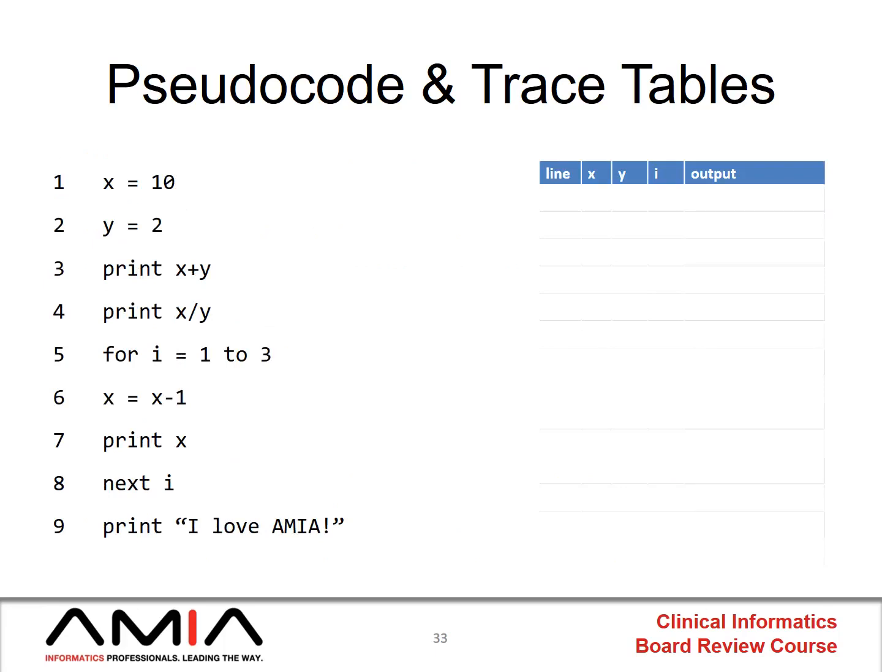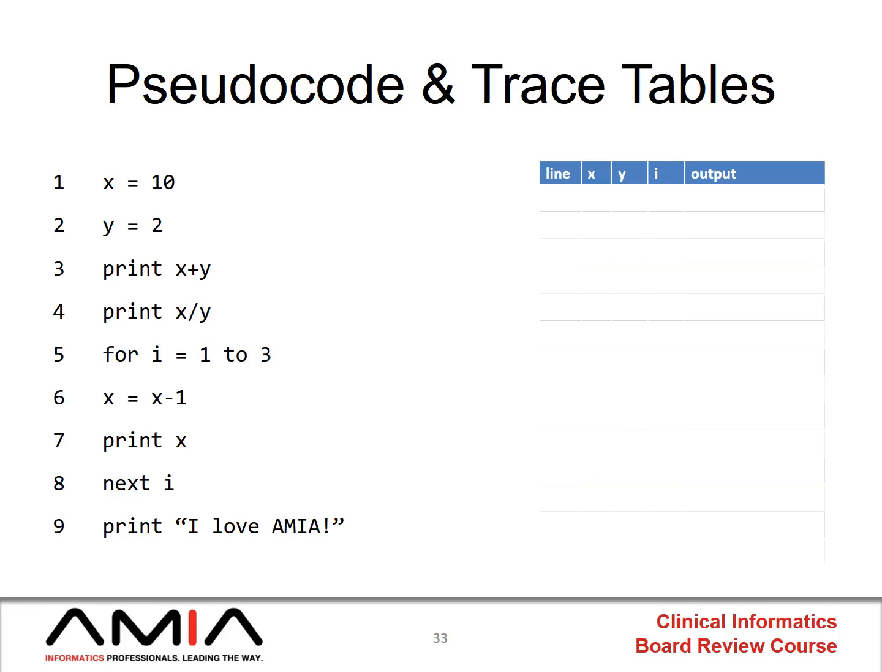So here's some pseudocode on the left. This is in a procedural language. I've got 9 lines of code, and I'm going to create a trace table on the right to describe what this program does line by line. So let's look at the program first. It's x equals 10, y equals 2, print x plus y. The next line is print x divided by y. Then I'm going to do a for next loop for I equals 1 to 3, x equals x minus 1, print x, and then go to the next I, and then finally print I love Amia.